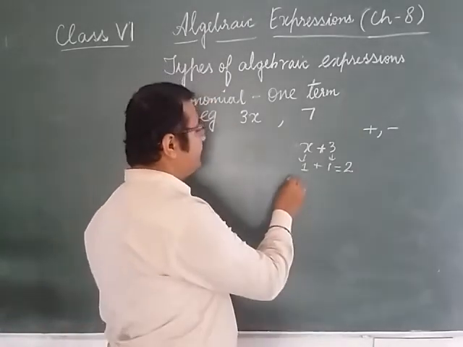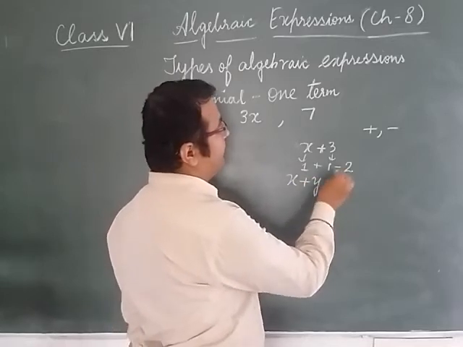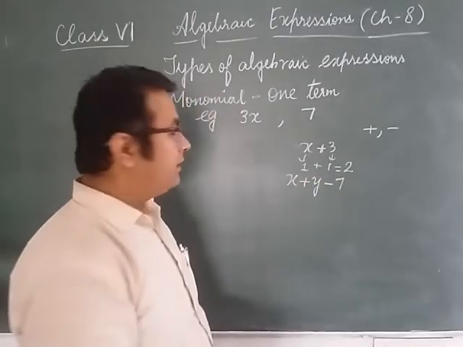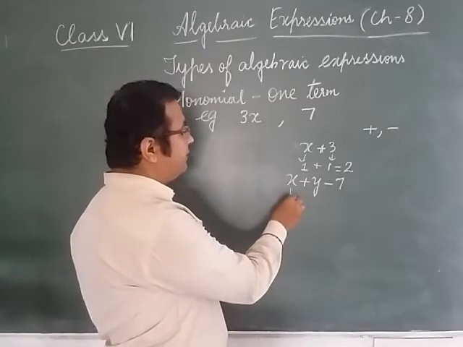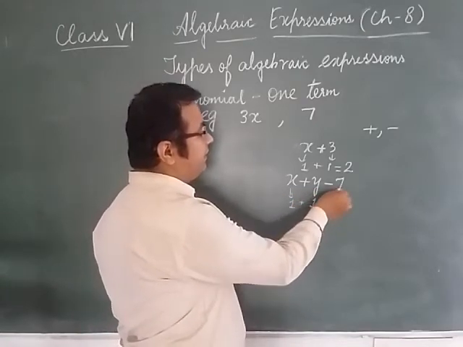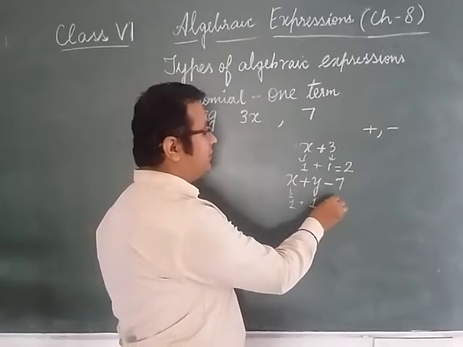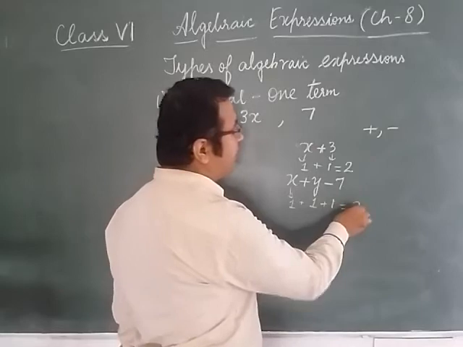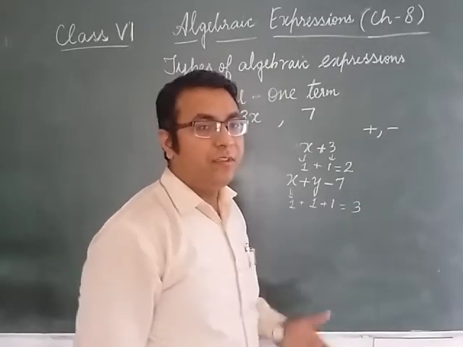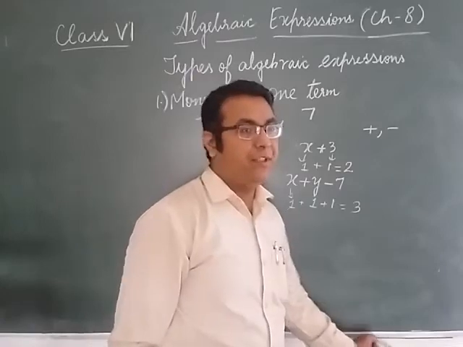One more example, x plus y minus 7. Here how many terms are there? One term is this x, then the next term is this y, then the next term will be minus 7. But this is also a term. So the total number of terms is 3. Okay. So this is how we identify the number of terms in a given algebraic expression.